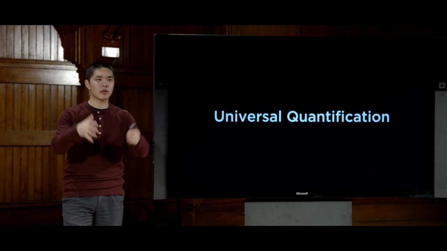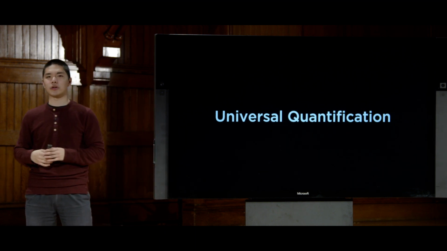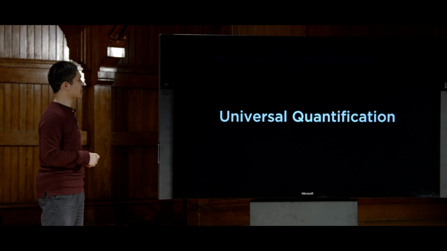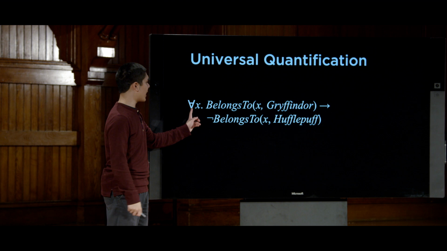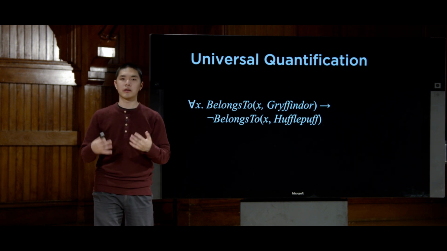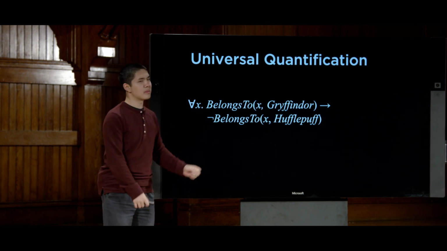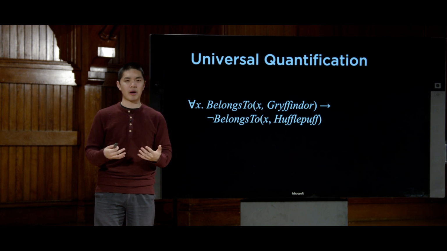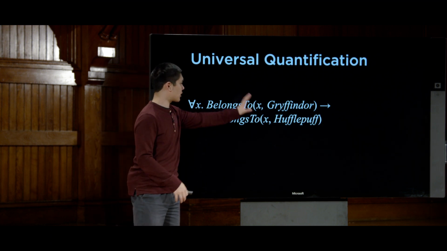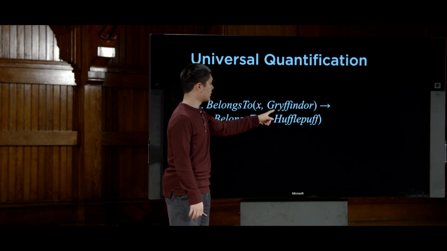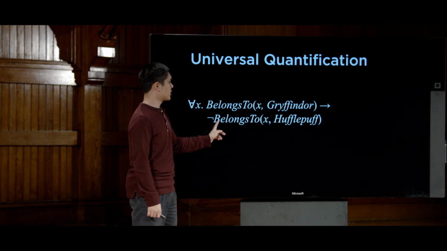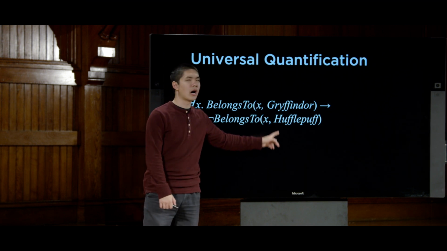Like for all values of x, some statement is going to hold true. So what might a sentence in universal quantification look like? Well, we're going to use this upside down A to mean "for all." So ∀x means for all values of x, where x is any object, this is going to hold true: Gryffindor(x) → ¬Hufflepuff(x).